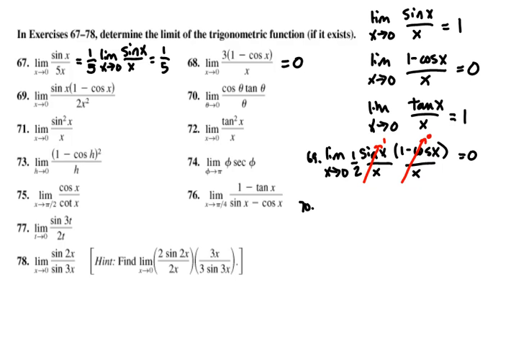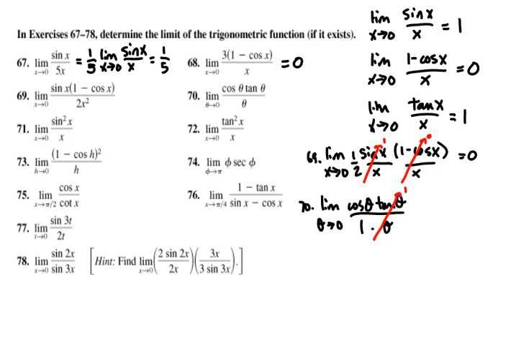Number 70, you have the limit as theta goes to 0 of cosine theta times tan theta over theta. If we split that up, you'd have cosine theta over 1 times tan theta over theta. Well, tan theta over theta is equal to 1. And so you're left with cosine theta, and as theta goes to 0, cosine theta approaches 1.